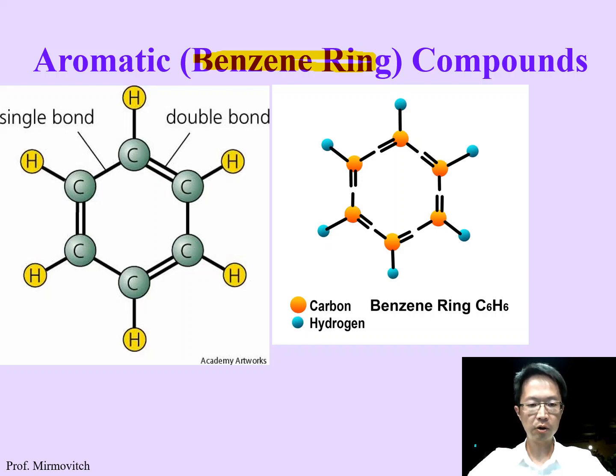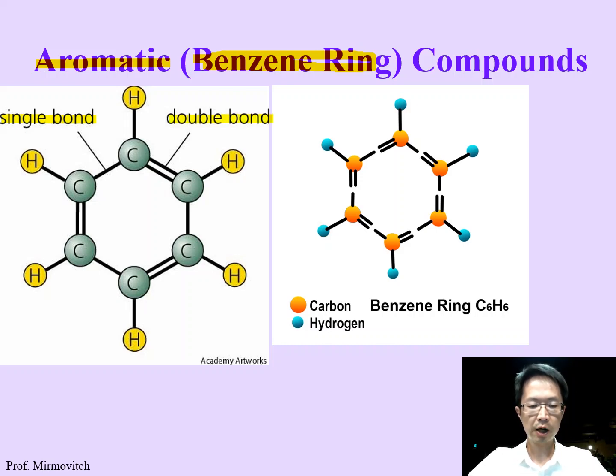We call it aromatic compounds because benzene, this molecule, gives people a fruity, sweet smell. That's why we call it aromatic. It has a strong smell. It is a 6 carbon molecule formed with single bonds and double bonds.